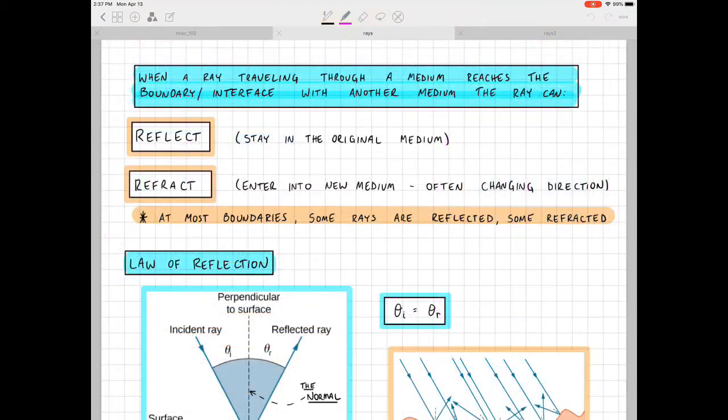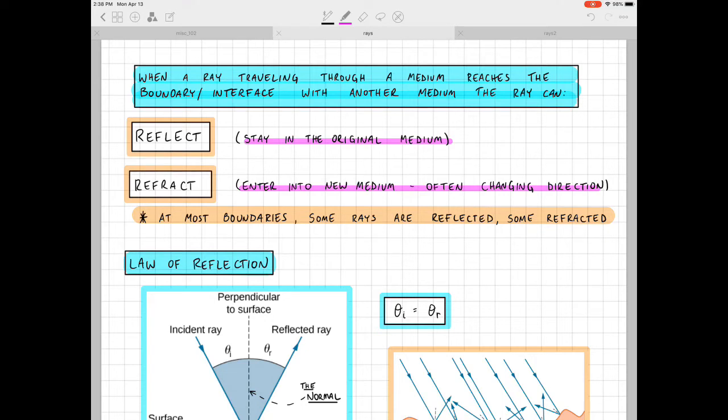So we have two options when a ray is traveling through a medium and reaches a boundary. We can either have that ray reflect, and so in that scenario, the ray is going to stay in the original medium, or we can have the ray refract, that is, to enter in the new medium, and often when that happens, the ray changes direction.